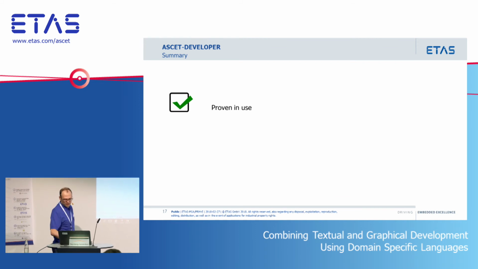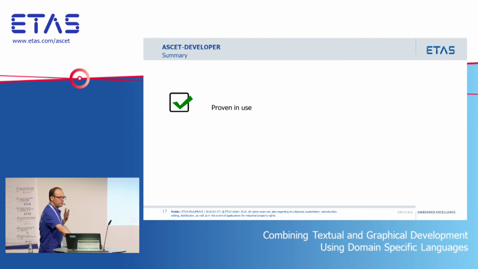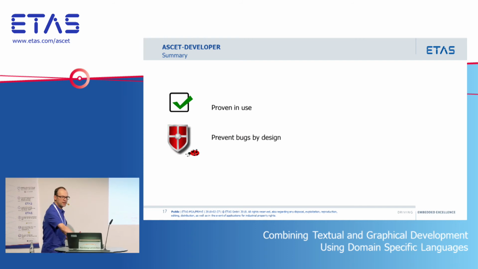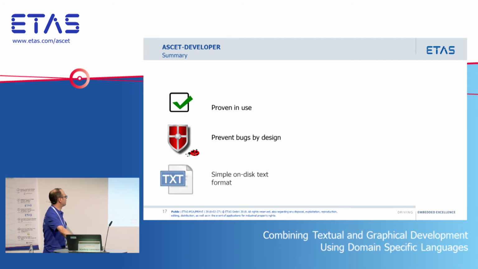So just in terms of summarizing then, in summary, ASCII is a long proven in use product. We're trying to prevent bugs by design through the use of ESDL to try and engineer our way out of certain categories of bugs. Typically those silly little programming bugs, but also giving you a little bit more structure and control over your models. And we've got a simple on-disk text format.